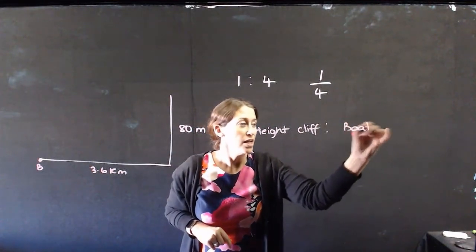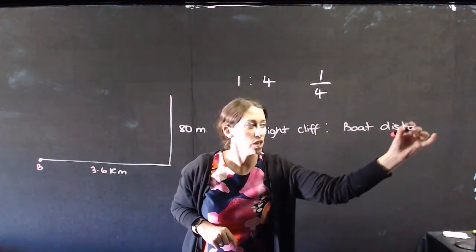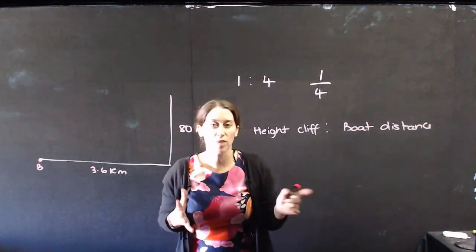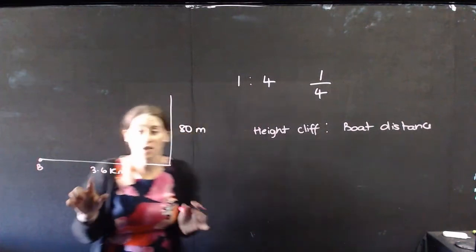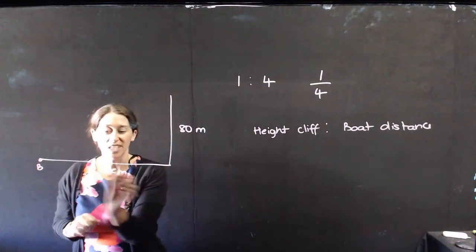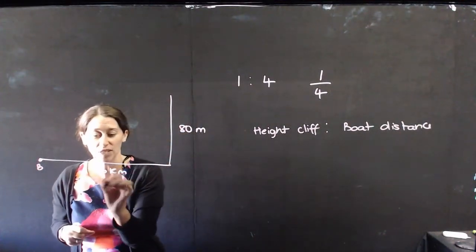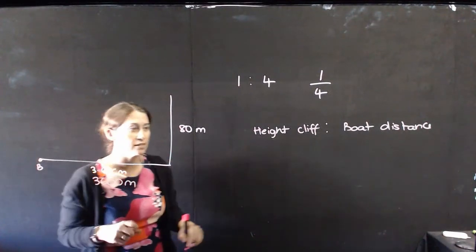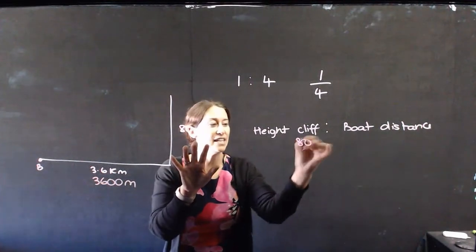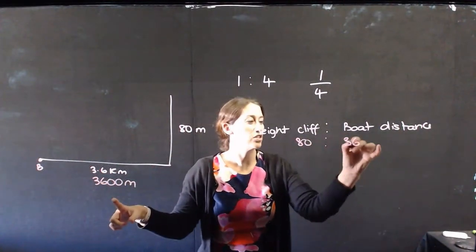distance. Okay, now I've set the order that I want to do the ratio, but the thing is, these two aren't in the same units, so I need to convert them so that they're in the same units. So this is easier to write in metres, so 3,600 metres, and I already have my cliff height in metres, so we can write 80 to 3,600.